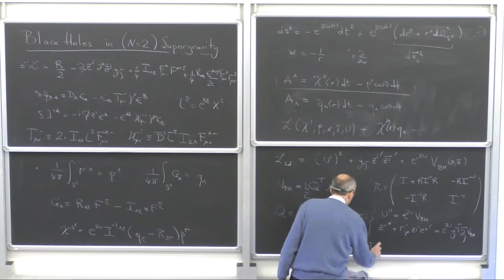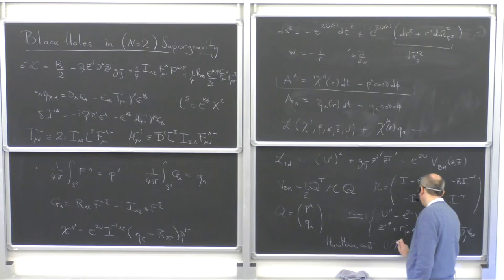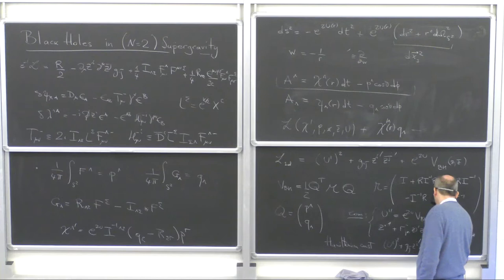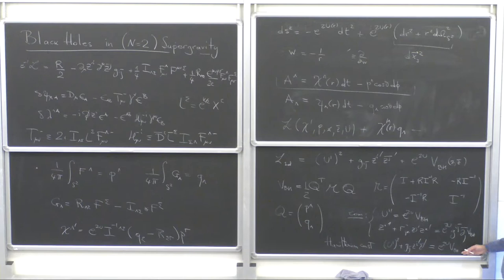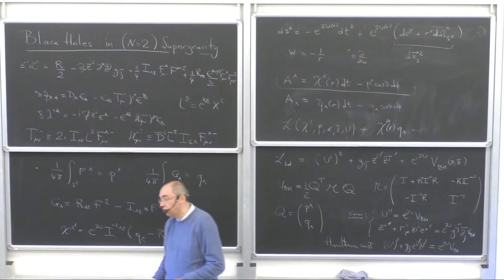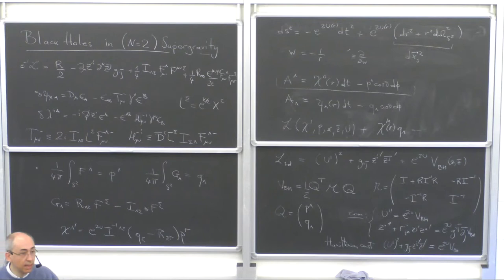And the Hamiltonian constraint tells you that U prime squared plus the scalar derivatives squared is equal to e to the 2U V_black hole. So you see, I call this the Hamiltonian constraint because essentially it's the Lagrangian where you flip the sign of the potential. So if one is kinetic term minus potential, well, now we are in Euclidean space, so one is kinetic plus V and the other one is kinetic minus V. But essentially, that's the idea. When you have the Lagrangian, you have the Hamiltonian.